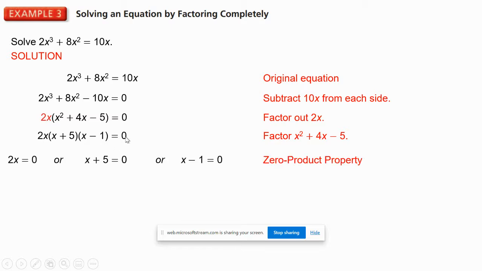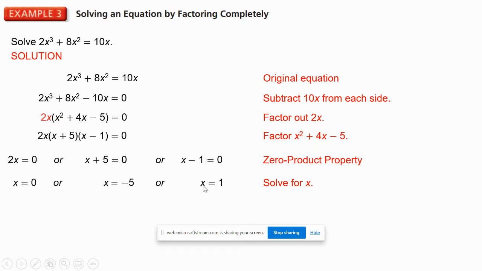So what ends up happening is we would divide the 2x by 2, 0 divided by 2 is 0. In this factor right here, we would subtract 5 from both sides and get negative 5. And in this factor, we would add 1. And so this particular problem has 3 solutions: 0, negative 5, and 1.